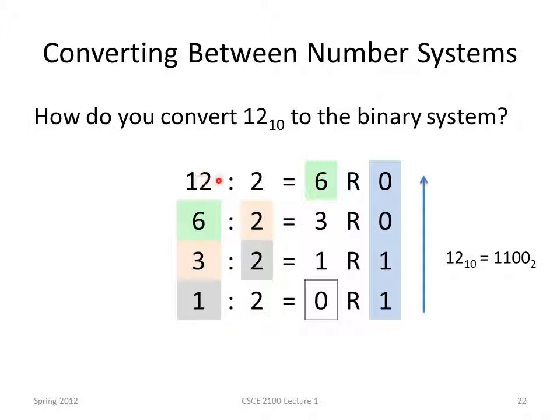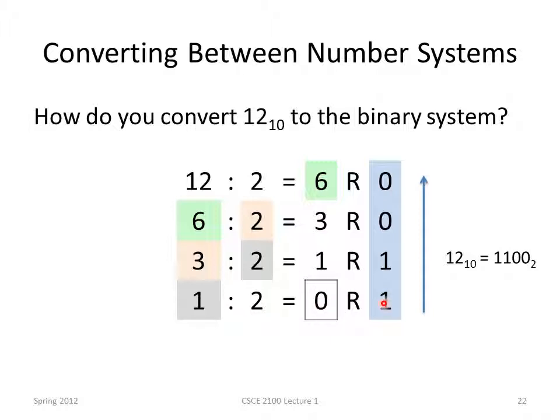If we say 12 divided by 2 is 6 remainder 0. Cool, take that 6. 6 divided by 2 is 3 remainder 0. Cool, take the 3 over here. 3 divided by 2 is 1 remainder 1. Yeah, 1 times 2 plus 1 is 3. And 1 divided by 2 is 0. That means we're done. Remainder 1.